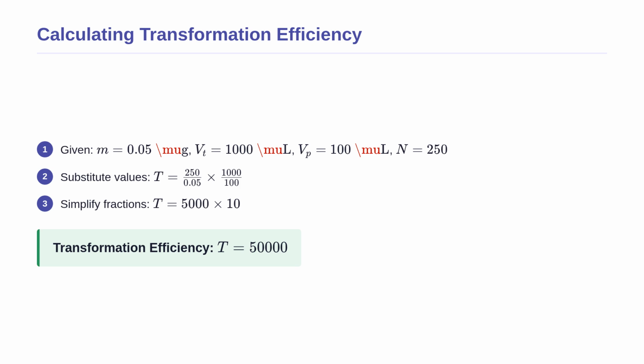We plug these known values into our formula. First, we divide 250 by 0.05 to get 5,000. Then, we divide the total volume of 1,000 by the plated volume of 100 to get a scaling factor of 10. Multiplying 5,000 by 10 gives us our final answer of 50,000. Physically, this means that for every single microgram of this specific vector, we can expect to successfully engineer 50,000 bacterial cells.